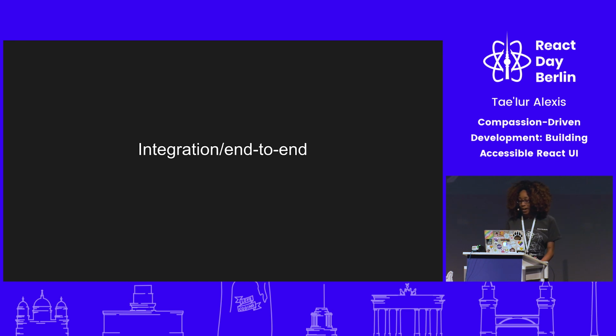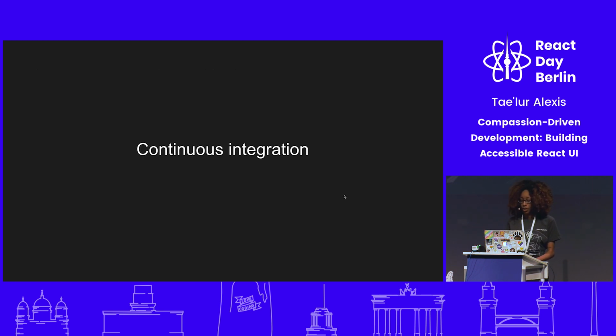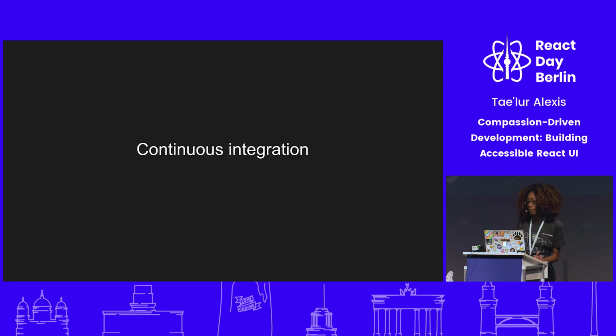So yeah, then there's integration and end-to-end testing. That tests for color contrast, and it's flexible when it comes to frameworks, so it doesn't have to be just React, it could be Angular or whatnot. Continuous integration: there's not too much that I know about it. I do know that it is possible. I believe there is an article by Marcy Sutton, which I'll link at the end, which goes over continuous integration for accessibility.